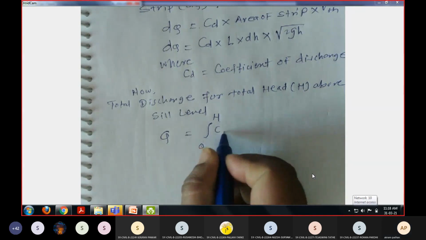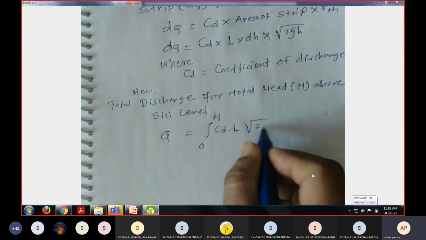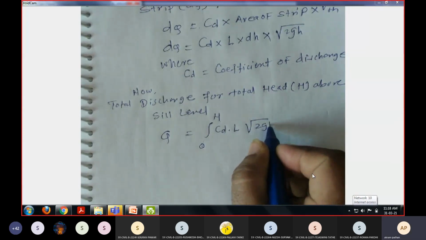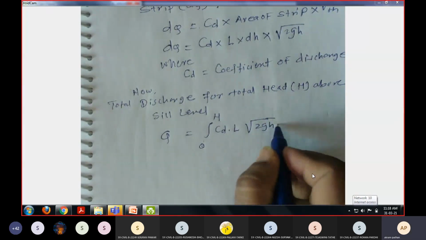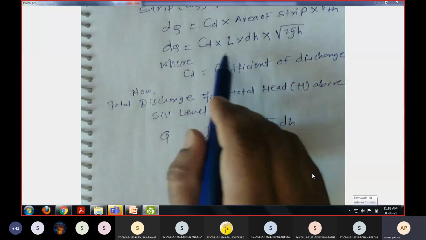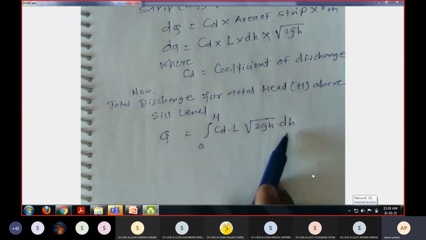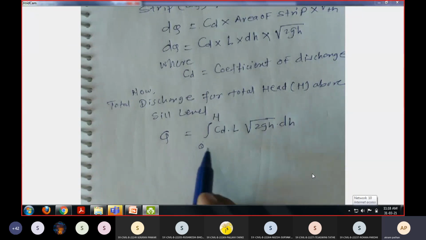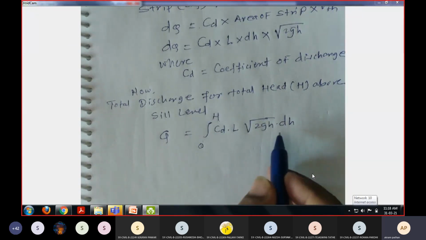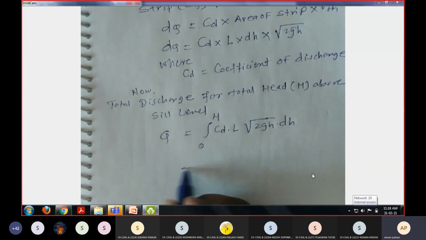देन CD L √2G H, ओके, √2G H, जे सिंगल स्ट्रीप मधून आपण डिस्चार्ज काढलेला आहे तसंच आपण आता पूर्ण हेड साठी डिस्चार्ज काढणार आहे. सो दॅट्स वाय आय हॅव टेकन दी इंटिग्रेशन साइन. ओके, देन वी हॅव टू टेक कॉन्स्टंट आउटसाइड द इंटिग्रेशन साइन.